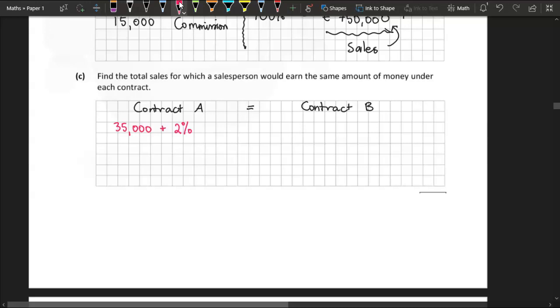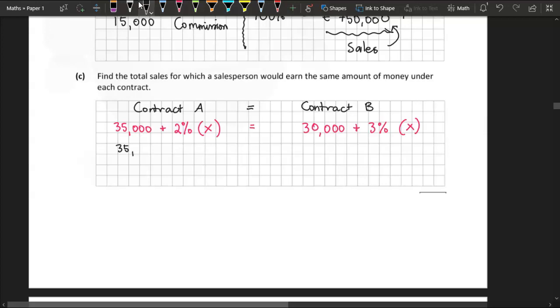So in maths, when you don't know what the sales are going to be, you generally put it as X. So 35 grand basic salary plus 2% of your sales. And you want that to be equal to contract B. Now, contract B is slightly different. It's 30,000 and it's added on to 3% of sales. So this sets up a basic equation. How do we work this out? Well, you just keep going with it.